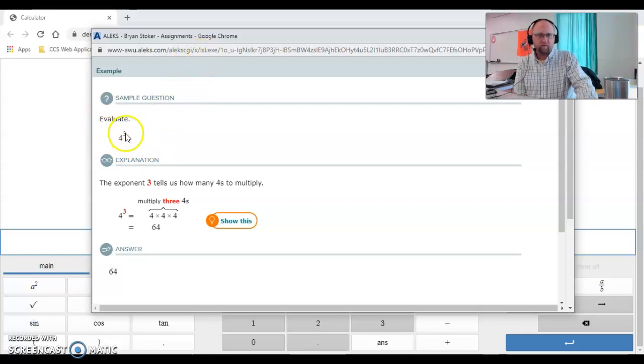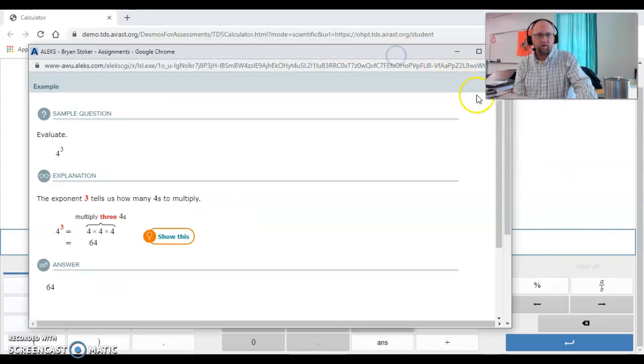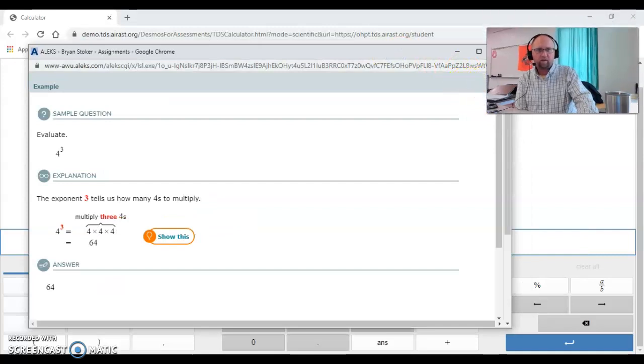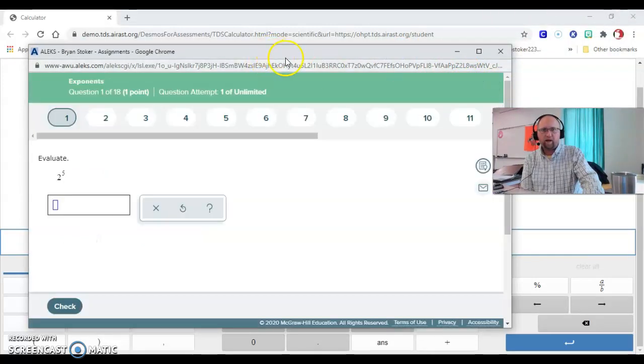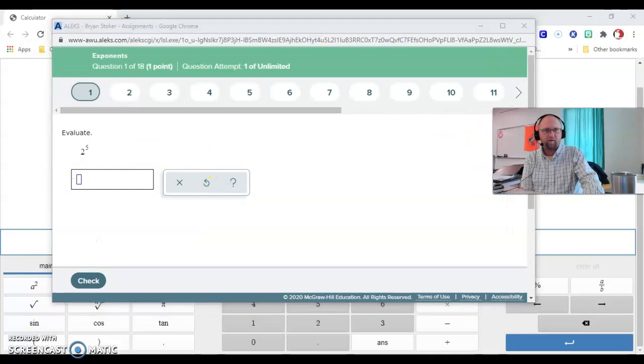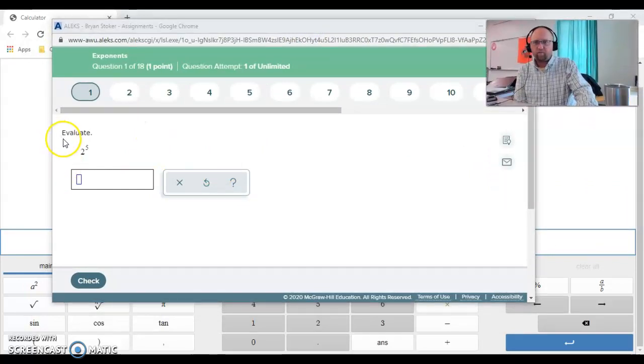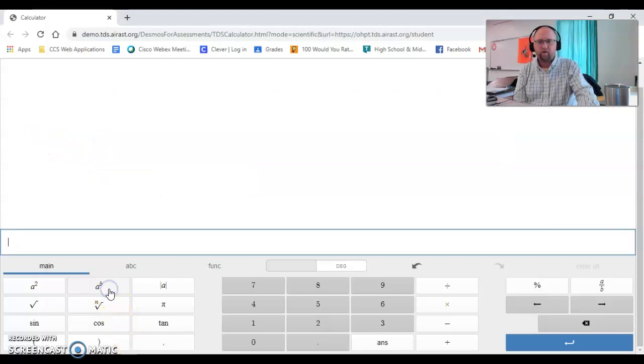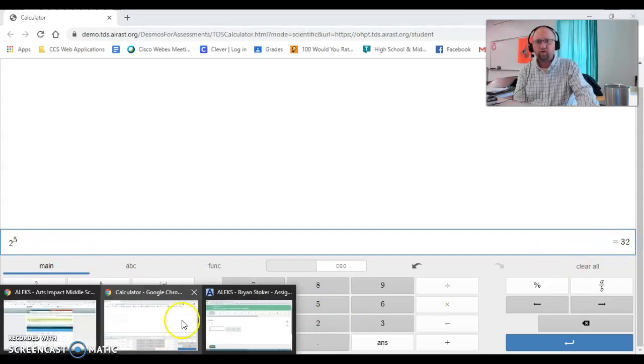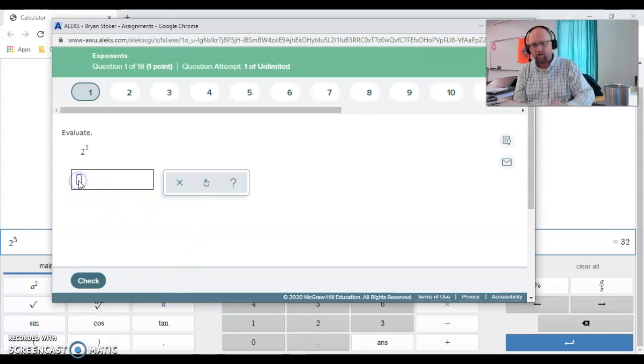So for example, on this problem that we're looking at right here, we have on mine 2 to the 5th power. So 2 to the 5th power means I'm taking 2 and multiplying it by itself 5 times because we have a base of 2 and an exponent of 5. To evaluate it, though, I would simply just go 2, and then I'd hit my exponent key, and 5, and my answer would be 32, and I would simply click there, and I would enter 32. And that's the end of that one.